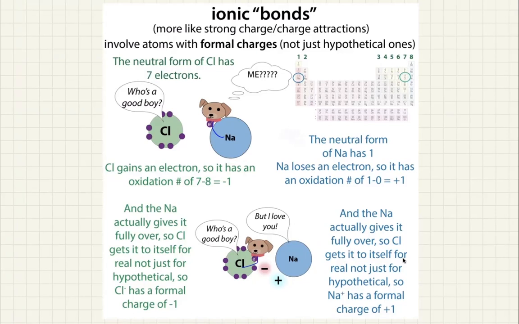So remember, in an ionic bond, you're actually doing that split. And in a normal covalent bond, it's just a hypothetical split, thinking about, okay, what if it was an ionic bond?